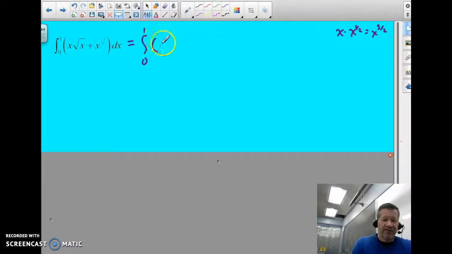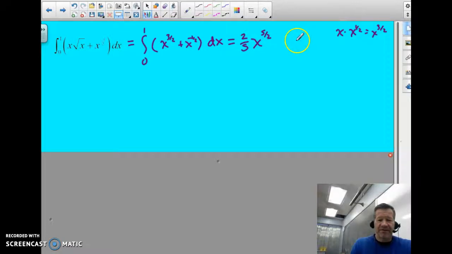So I'm going to rewrite this as x to the 3 halves plus x to the negative 1/2 with respect to x. So now find the antiderivative: add 1 to this, I'll get 5/2, and then multiply by the reciprocal, which is 2/5. Do the same thing here: add 1 to -1/2 to get positive 1/2, times the reciprocal, so that's a positive 2x to the half, and I'm going to evaluate this from 0 to 1.